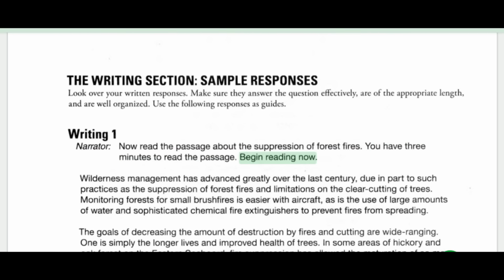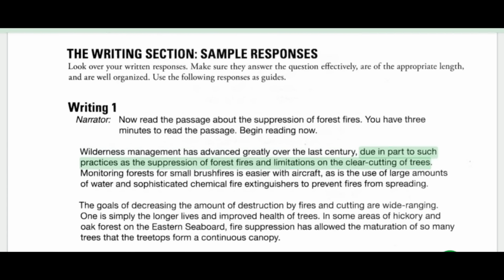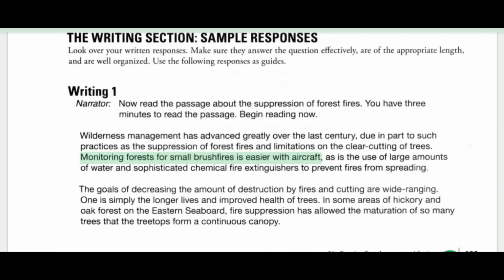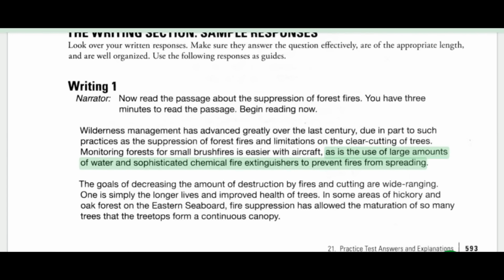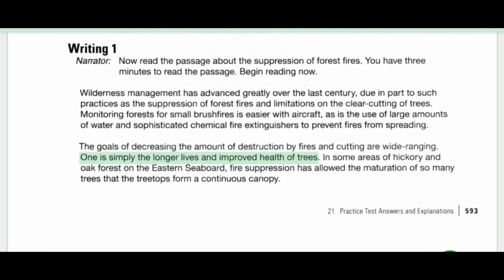Begin reading now. Wilderness management has advanced greatly over the last century, due in part to such practices as the suppression of forest fires and limitations on the clear-cutting of trees. Monitoring forests for small brush fires is easier with aircraft, as is the use of large amounts of water and sophisticated chemical fire extinguishers to prevent fires from spreading. The goals of decreasing the amount of destruction by fires and cutting are wide-ranging. One is simply the longer lives and improved health of trees.